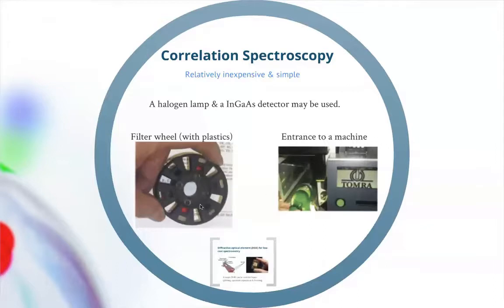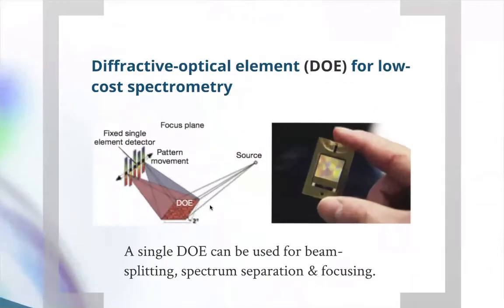Now, even though this is a relatively simple system, you still have to mechanically spin this disk. So the next evolution of this technology is to develop what is referred to as a diffractive optical element. This is a pretty cool technology, so let me see if I can explain this. This is a diffractive optical element for low cost spectrometry. The idea is pretty simple. In this case, there is a fiber optic source here.